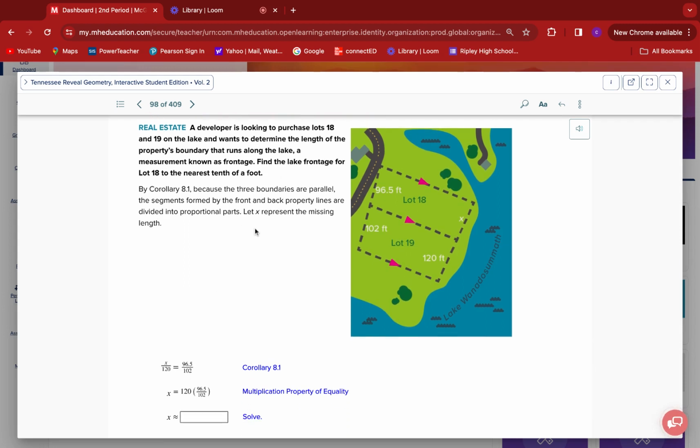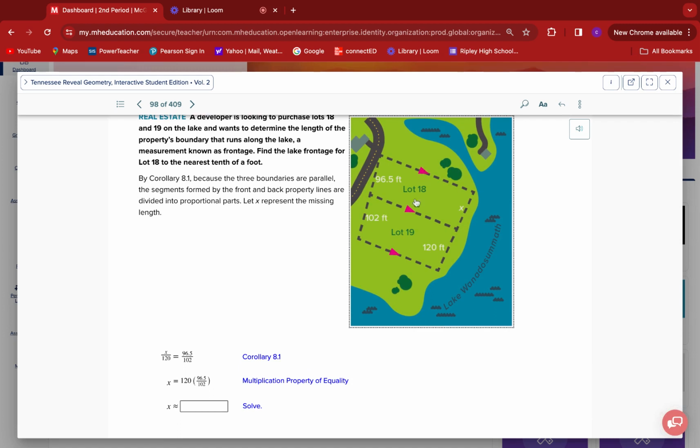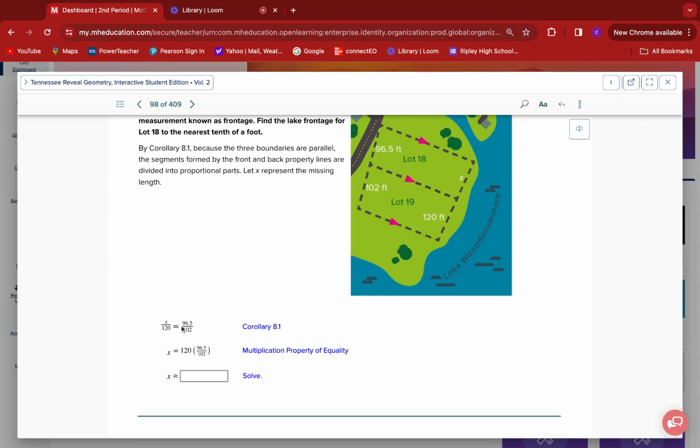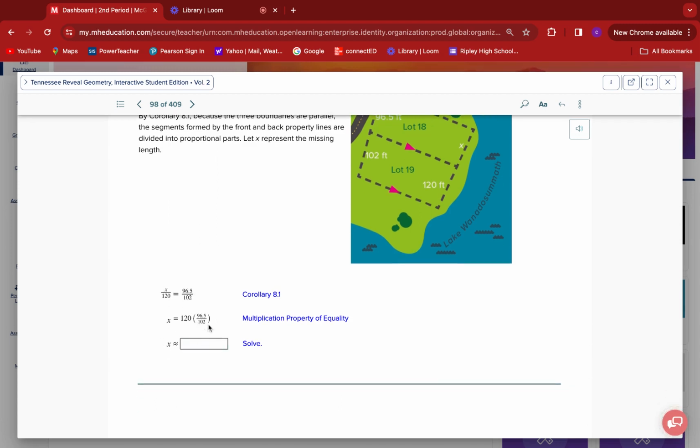All right, so it gives us the rule that allows us to do this. But basically, if their lines are parallel, and these are, remember, left can go with left, right can go with right. That's what the rule says. If the lines are parallel, we're going to cross multiply and solve. So 96.5 will go with 102, and that's what they did right here. X will go with the 120, and that's what they did right there. And then they're going to cross multiply and solve. So 102 will multiply times X. 120 will multiply by 96.5. And then you're going to divide by 102, which is what they did, divide by 102.